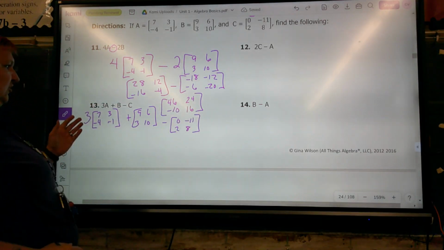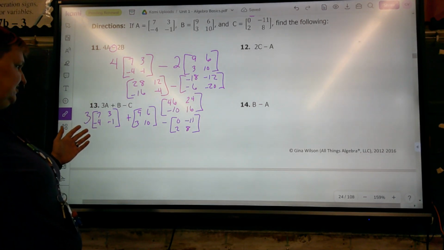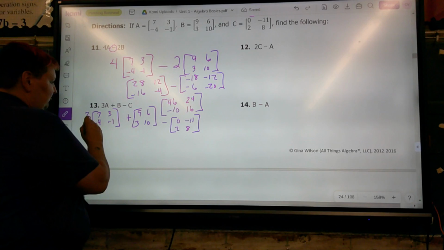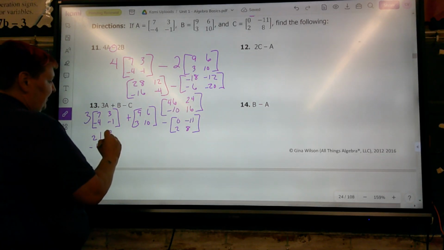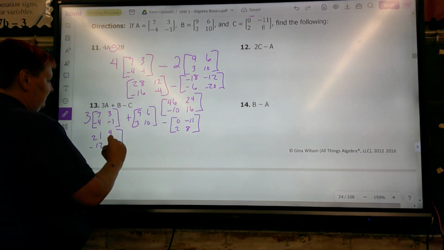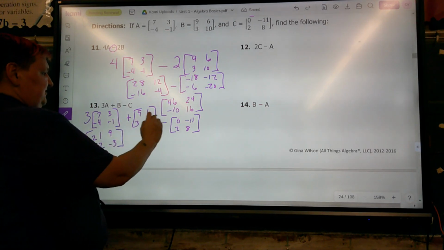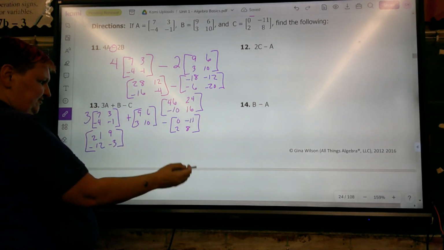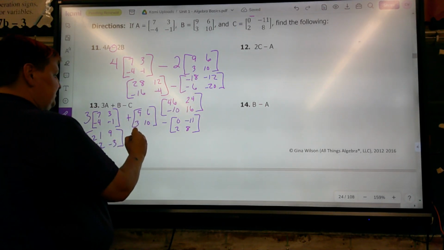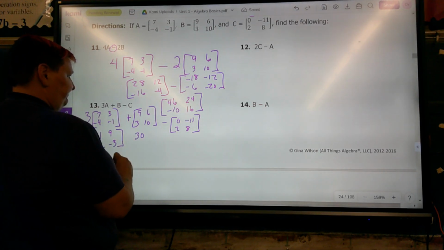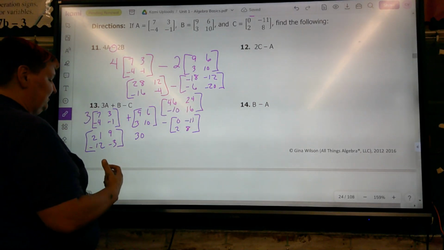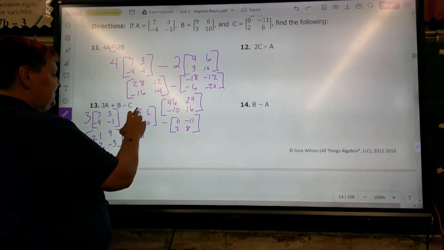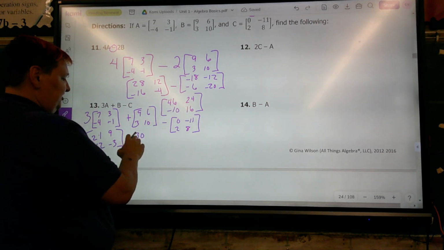Alright, multiplication first, order of operations. Alright, so we're going to do 21, negative 12, 9, negative 3. And then addition and subtraction left to right. So 21 plus 9 is 30. You can follow it all the way if you think you have the guts. 21 plus 9 is 30, minus 0 is 30.